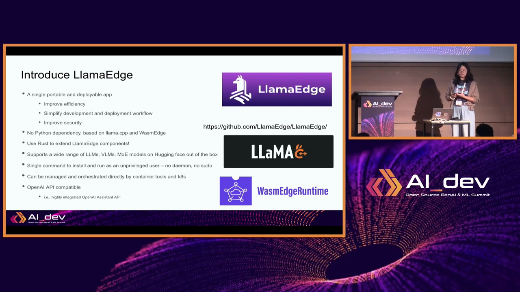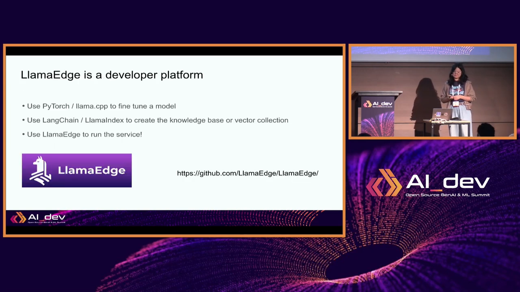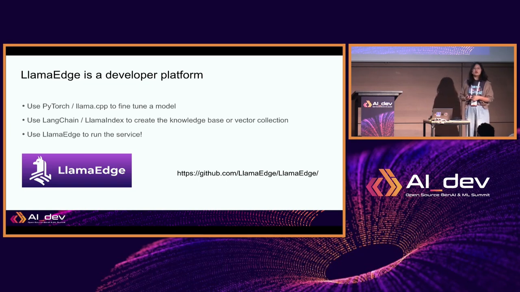And finally, it's OpenAI API compatible, so you can integrate your large language applications into any other frameworks. And one more thing is that Llama AI is a developer platform, so you can use PyTorch and Llama.cpp to fine-tune a model, and you can also use LangChain or LlamaIndex to generate the knowledge base or vector collections if you want to build a RAG application. And finally, you can use Llama AI to run the service. Your service will be lightweight and portable.